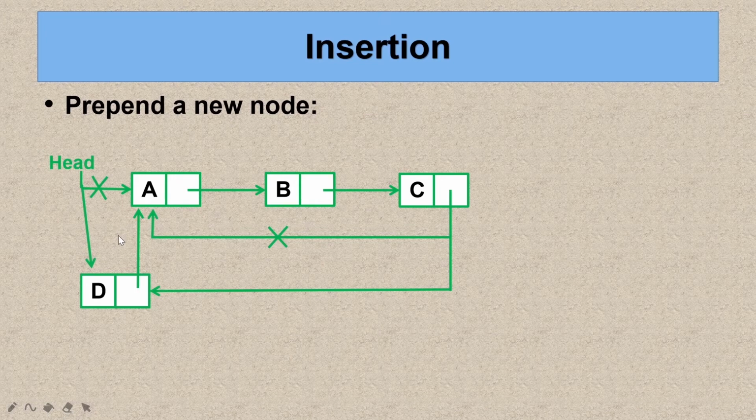So for that, first of all, we have to give the address of the node A into the next pointer of the node D, right? We have to maintain the circle also, right? For that, we have to give the address of the node D, which is the first node, into the next pointer of the last node C also, right? Then we have to change the direction of the head also. We have to give the address of the new node into the head. Then this prepend operation will be completed.